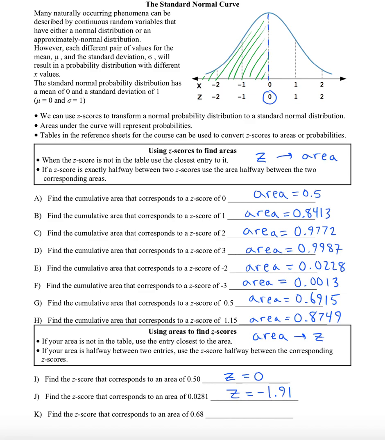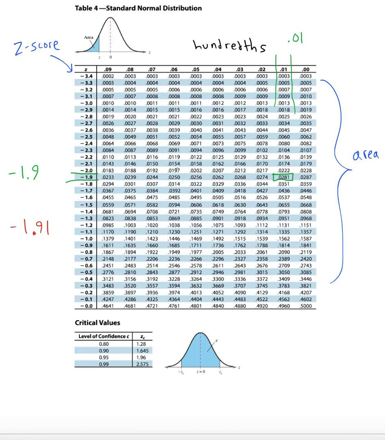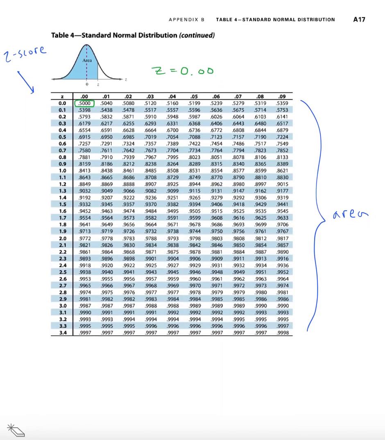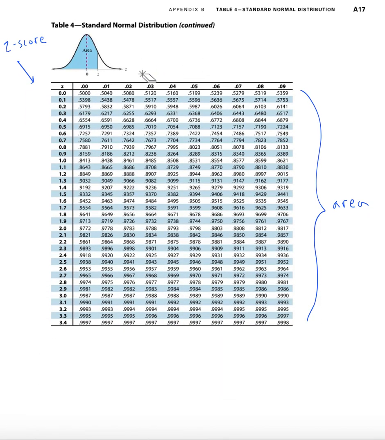Okay. Now there's another rule that says if your area is not in the table, just use the closest entry to the area. Alright, let's check out 0.68. That's going to be on the positive z side. So let's go down there. Do we see 0.068? I'm sorry, 0.68. Okay, there's one candidate here. It's pretty close to it. And there's another candidate here that's quite close to 0.68 as well.